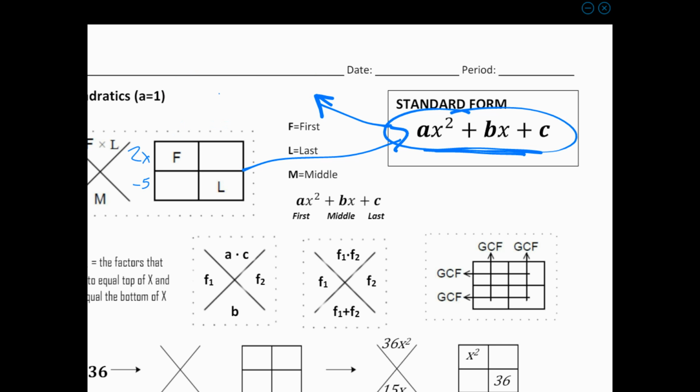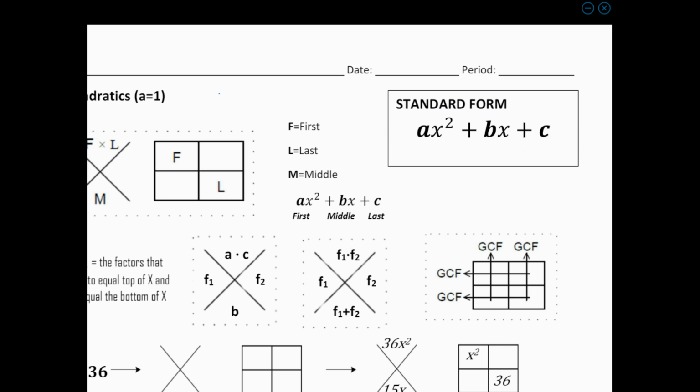Okay, so that's just a recap of what we've been doing and why I included what I included on the warm-up today, to get your mind thinking along those processes.